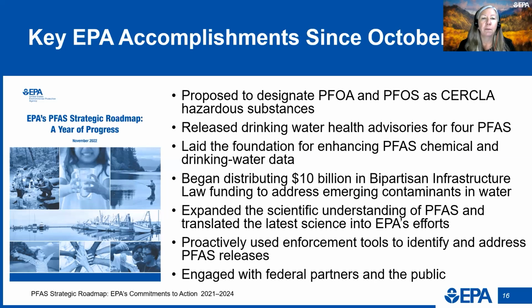In the PFAS roadmap, EPA committed to issuing a public report on its PFAS progress each year. In November of last year, EPA released its first one-year progress report, summarizing the critical actions we've taken since the roadmap's release in 2021. On this slide, we have some of the highlights of actions we've taken, and I will go into greater detail in these later in the presentation.